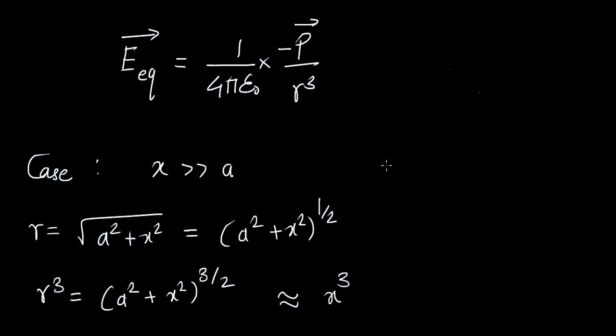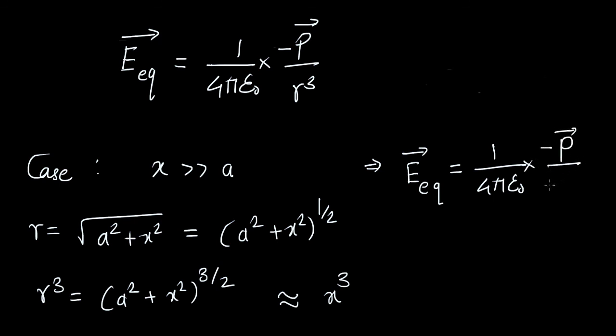And therefore we get the simplified formula for the electric field. So the electric field due to an electric dipole at an equatorial point is equal to 1 over 4 pi epsilon naught times minus of p bar over x raised to 3, where x is the distance of the point from the center of the dipole.